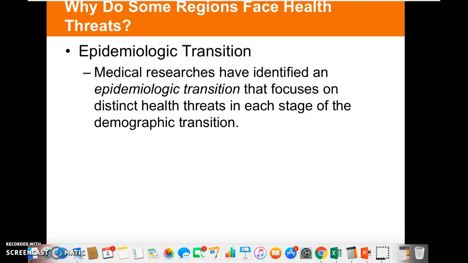Chapter 2, Key Issue 4, is about the epidemiological transition model, or really the spread of disease and the causes of death between developed and developing countries. And we're going to look at the causes of death and the major types of illnesses associated with each stage of that demographic transition model. And when we do that, we're using something called the epidemiological transition model. And it looks at the distinct health threats that are really focused in each stage of that demographic transition model.